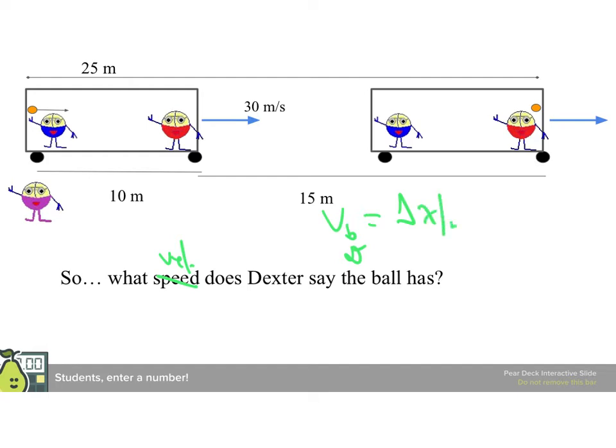Delta x of the ball as measured by Dexter over the time. That was 25 meters over half a second. He sees it traveling at 50 meters per second. So Alice sees it traveling at 20 meters per second, but Dexter sees it as 50 meters per second. And it's not surprising, sort of to lead the eye, that there's a connection between them. This is what's going on.